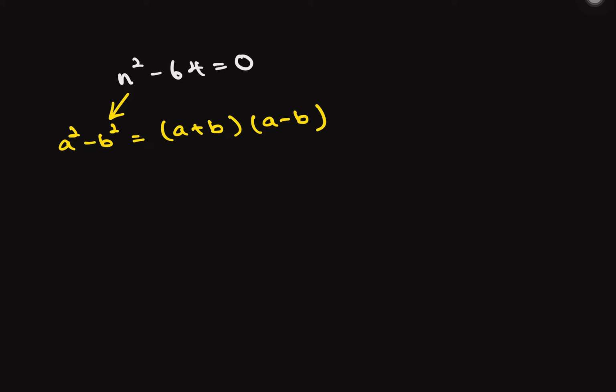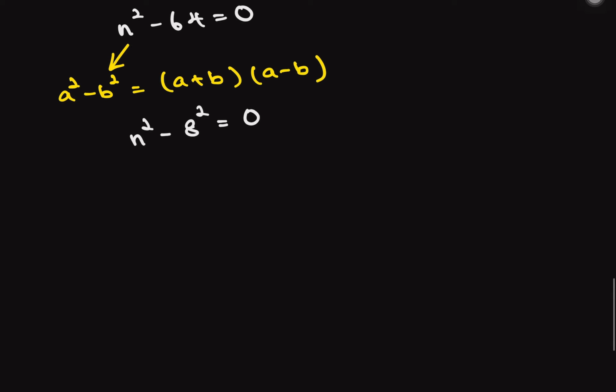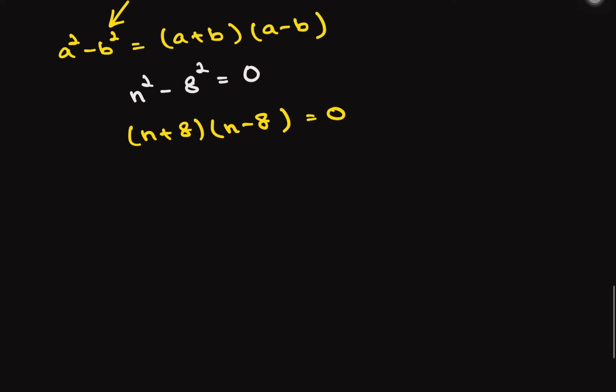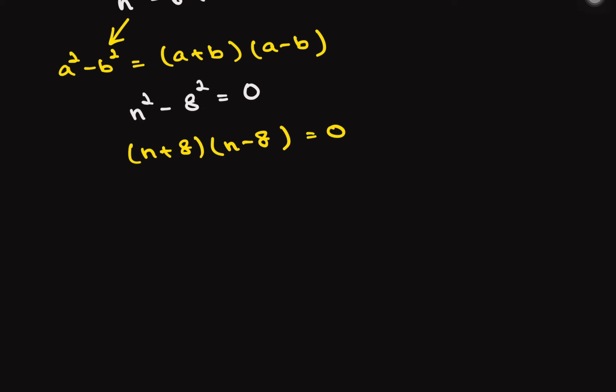So n squared minus 64 can be rewritten as n squared minus 8 squared equals 0. Now, using the formula that we know of, we can rewrite it as n plus 8 and n minus 8 equals 0. So we have obtained the factorized form of this equation, and we can go on to solve for n.